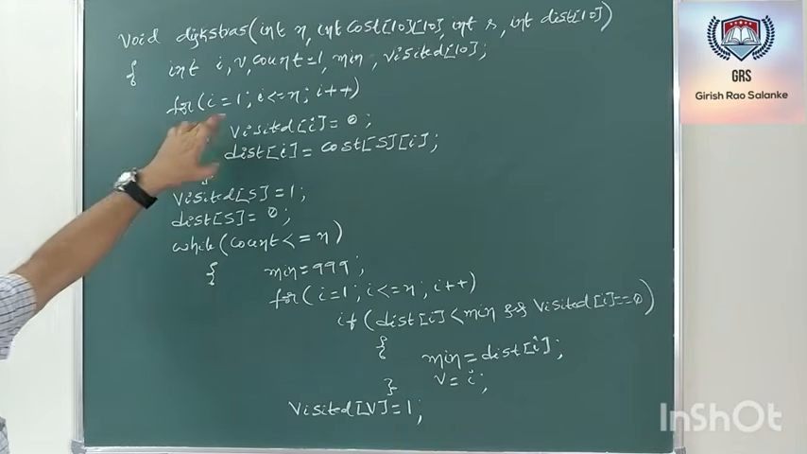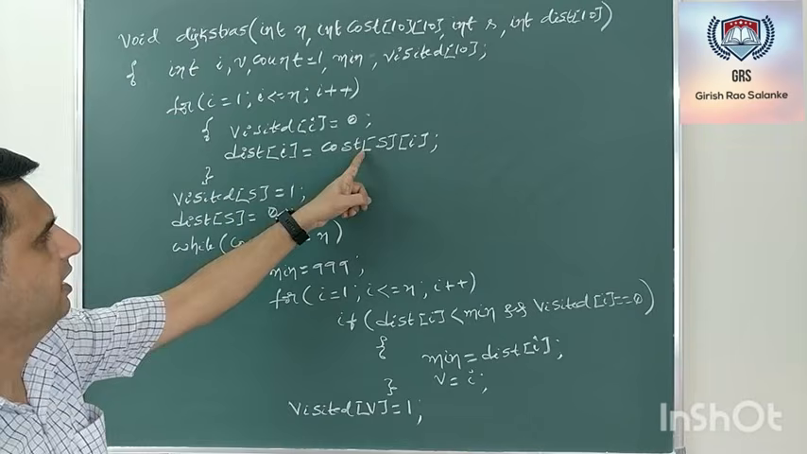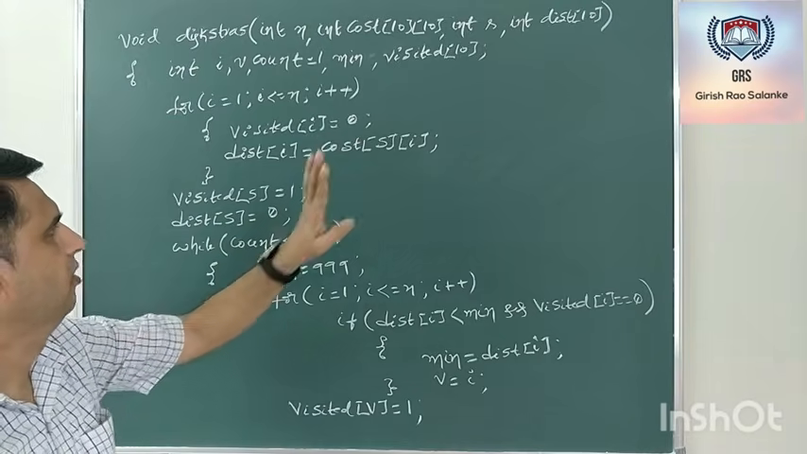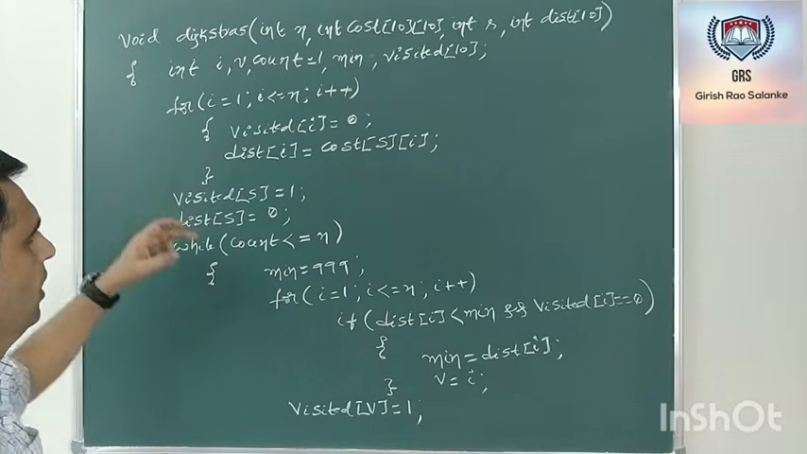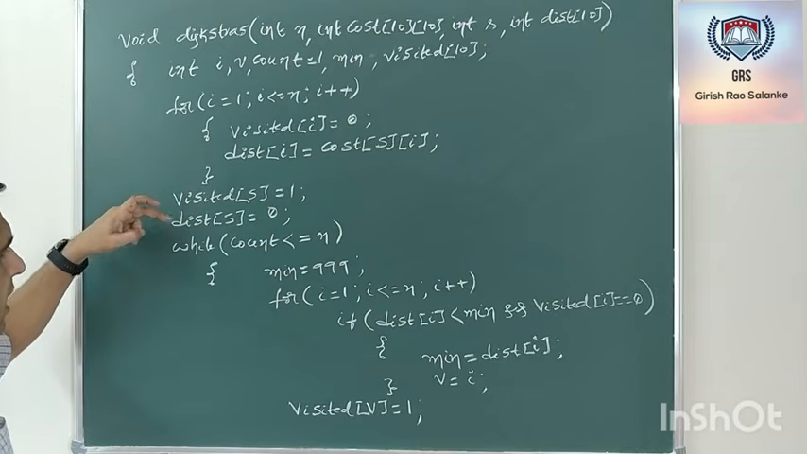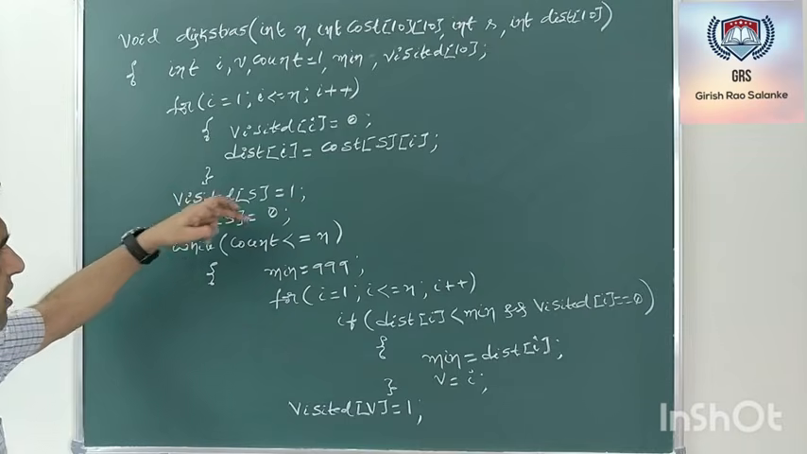Initially what I have done, I have marked all nodes as unvisited. I have taken the direct distance from S to all other vertices if it is there. So distance of I is equal to cost of S I. Now I have marked the source vertex as visited. I have considered the source vertex distance as 0.